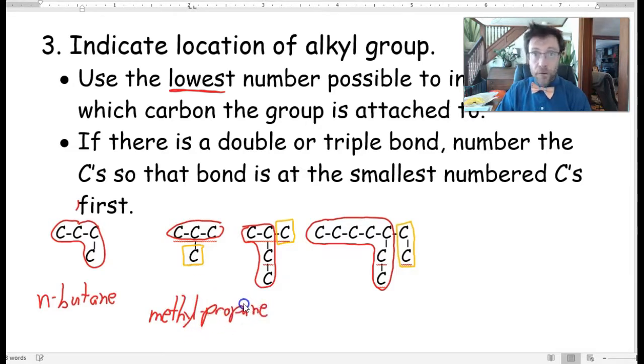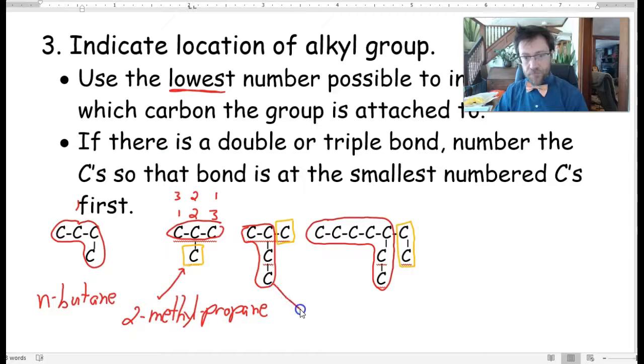And now I'm going to number the carbons so I can get that number there. I can start from the left and go 1, 2, 3, or I can go from the right and call it 1, 2, 3. In either case, it's going to be 2-methyl propane. You dig? Now this guy, the prefix, remember from last time, was methyl propane.